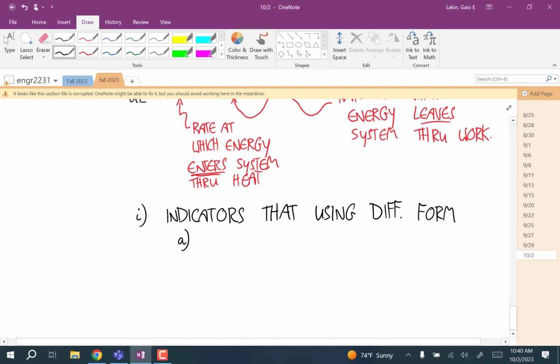The first one is anything given in watts. Watts is energy per time, so this tells you that you're dealing with something on a per time basis. Look for values given in watts or kilowatts or anything like that, which probably means that you're going to use the differential form. Another thing to look for is a time dependence on anything.